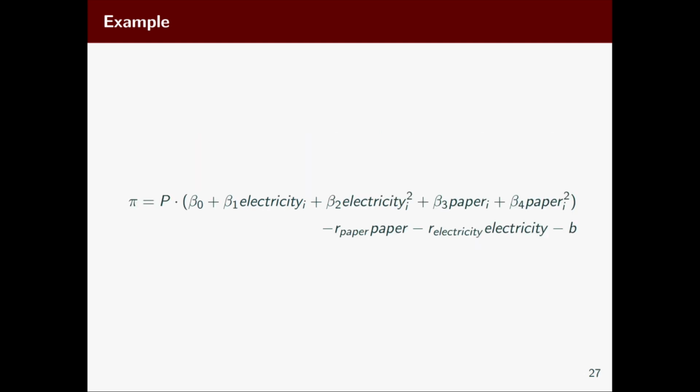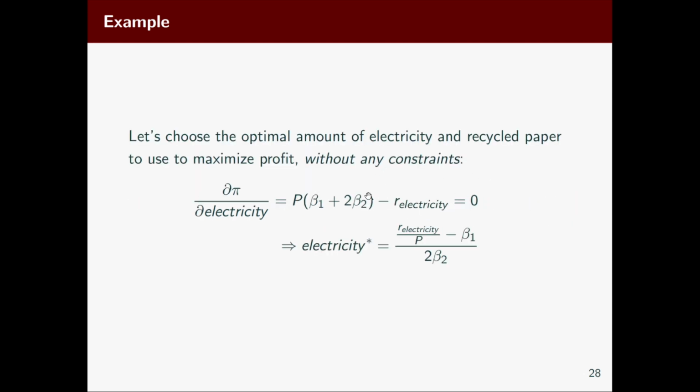And actually, there's something missing here. There should be an electricity term here. Okay. And so if we solve for optimal electricity, again, that term, apologize for the typo, should be right here. Then we just are doing algebra, and we'll find that the optimal level of electricity is this term here, which is unit price of electricity divided by the price of toilet paper minus beta 1 divided by 2 times beta 2. And these two come from the regression.